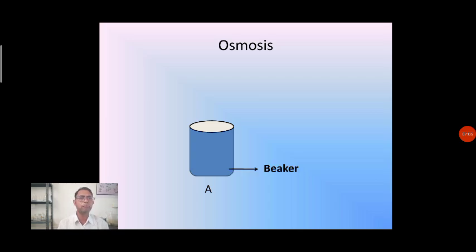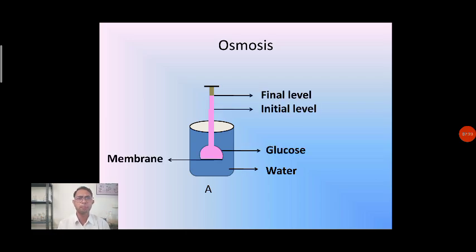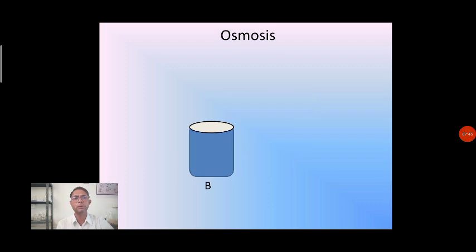Now here the experiment was done. We need to take water in a beaker. Now the osmoscope has glucose added to the inverted funnel, and the membrane is attached to it. The initial and final levels were considered. The initial level was low, and at the end the final level had increased.